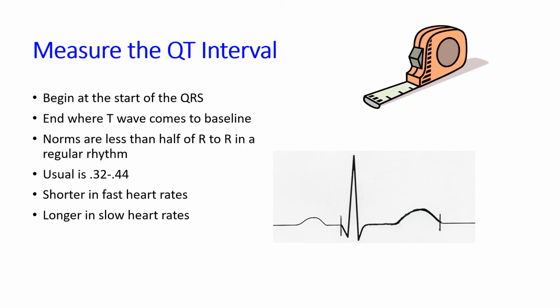When you're measuring your QT, you start from the QRS. If there's no Q, you start from the R, and you extend all the way to where the T wave goes back to the baseline, or the isoelectric line, and you count how many boxes, and you multiply it by 0.04. And again, the normal QT interval is less than half the distance of R to R in your regular rhythm. Usually you'll see measurements about 0.32 to 0.44, and your QT is going to shorten with a faster heart rate, and it's longer in a slower heart rate.